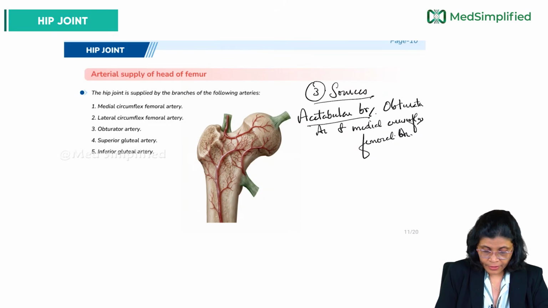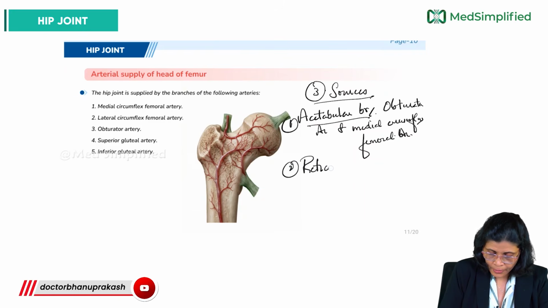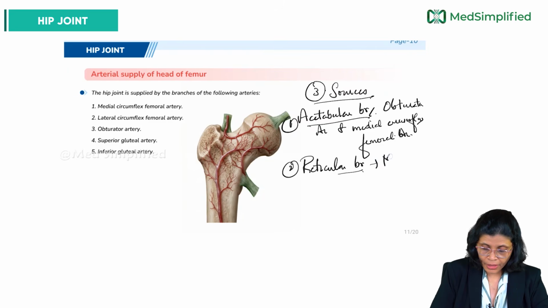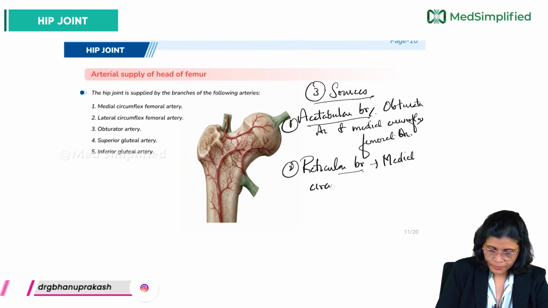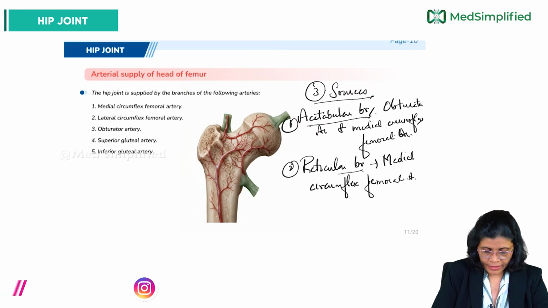Then we have the reticular branches. So this is the first one. Then we have the reticular vessels or reticular branches, which arise again from the medial circumflex femoral artery, and they run along. Here you can see these are the reticular branches, and here we will see the acetabular branches.